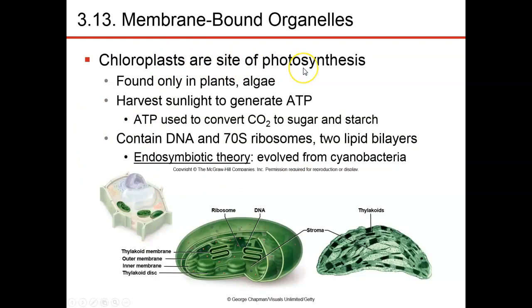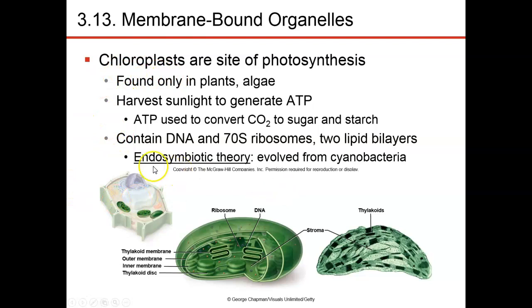Chloroplasts are the site of photosynthesis. They're found in plants and algae. Chloroplasts contain a light absorbing molecule called chlorophyll. So they can take in sunlight energy, and then they use that to produce ATP. ATP then is used to convert carbon dioxide to a carbohydrate, sugar.